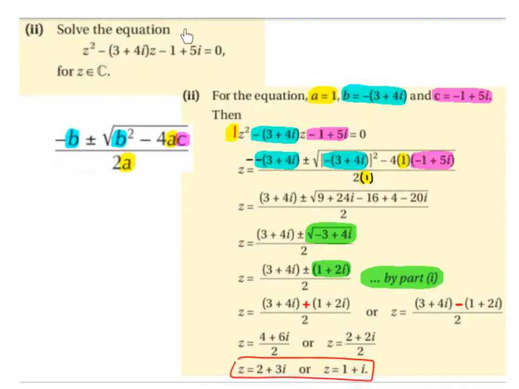Part 2. Solve the equation z² - (3 + 4i)z - (1 + 5i) = 0 for z elements of the complex number set.